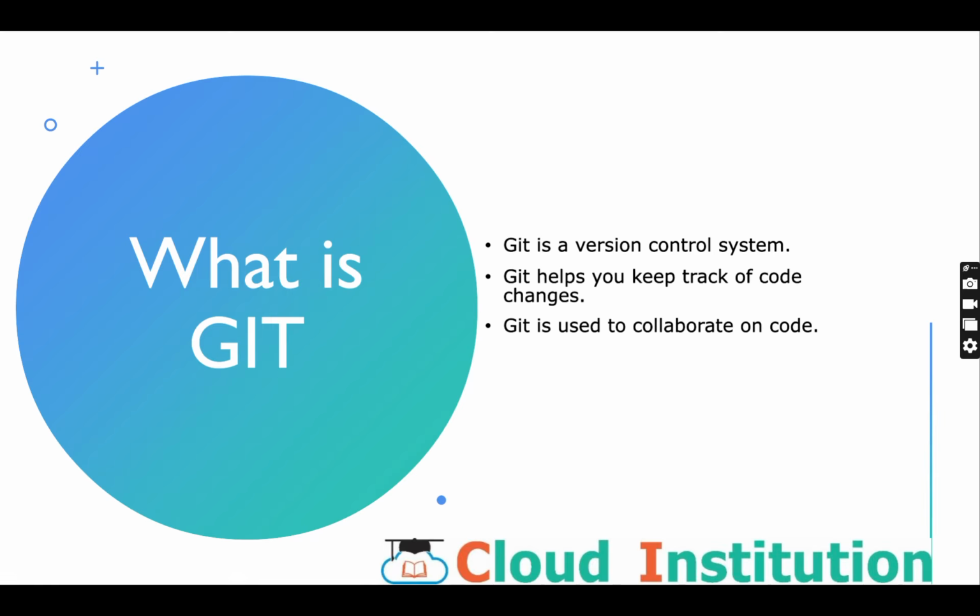As mentioned, Git is a version control system, and what it does is help us track source code changes, helps us store our source code, and is also used to collaborate on the code. Okay, so let me explain with some example.